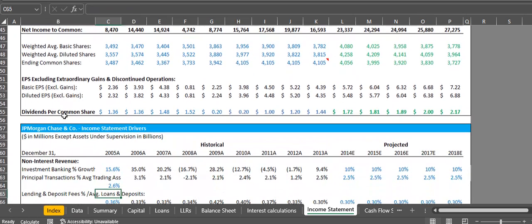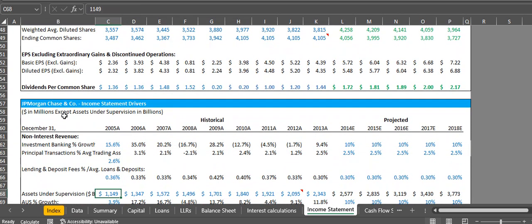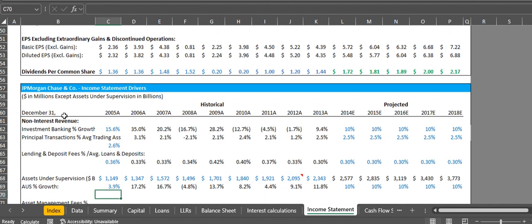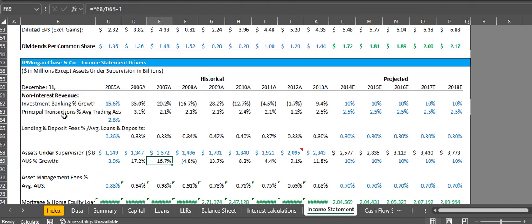So these are the drivers for the growth of revenue. First one is the investment banking percentage growth. Then we have the principal transactions or average trading assets growth. So this is 3.1, 2.1 over the years, then 2.5 is a constant for the future years. Then we have the lending or deposit fees, which is 0.3x or something like that. Then we have the assets under supervision, and these are the assets under supervision for the projected years.